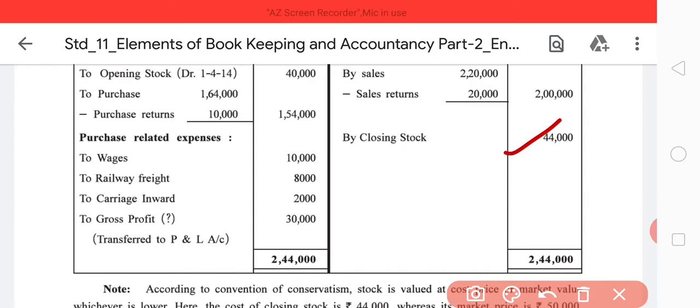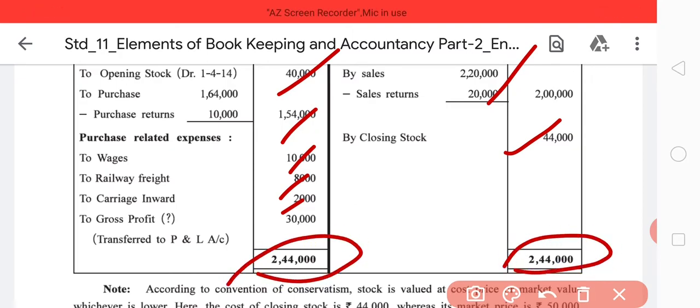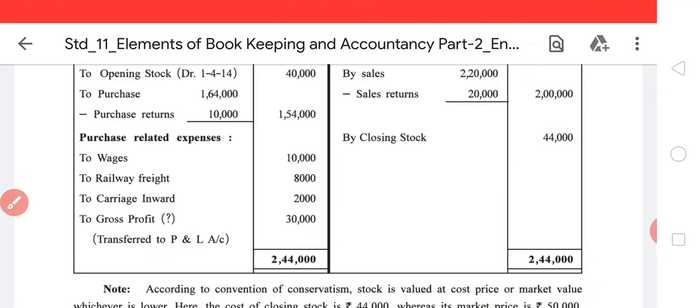After doing this debit credit, what you have to do is tally. Once you total, the credit side is more. When we have the credit side more, that is 2,44,000, we'll write down on both sides 2,44,000, and the difference amount, that is 30,000, will be called gross profit. It will be transferred to profit and loss account.